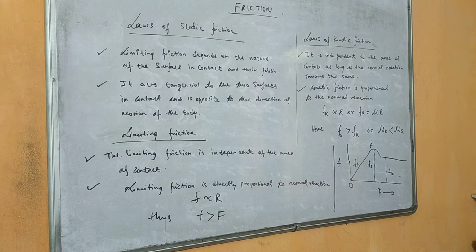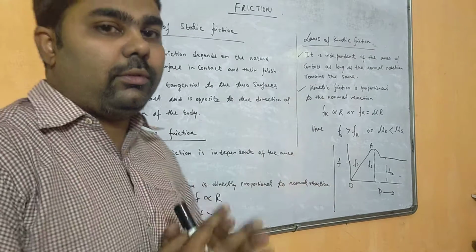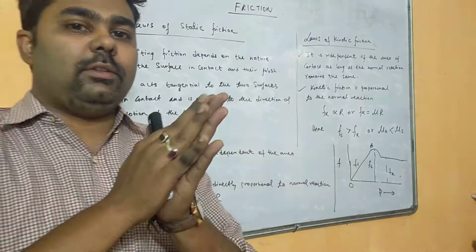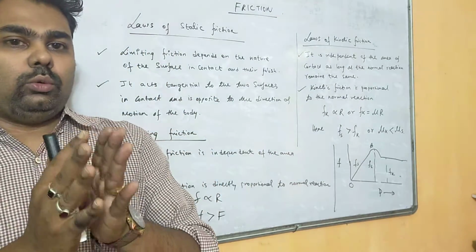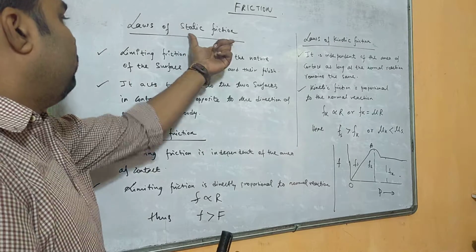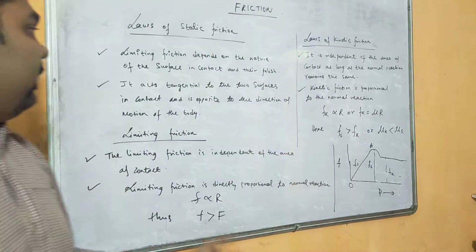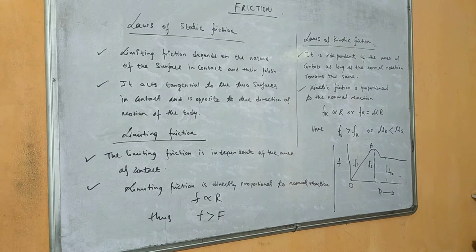So out of static, limiting and kinetic friction, static friction depends upon the nature of the surface in contact. That means if the surface is smooth or if the surface is rough, this static friction will depend on that factor. Next, it acts tangentially to the two surfaces in contact and is opposite to the direction of motion of the body. Now what does this mean?